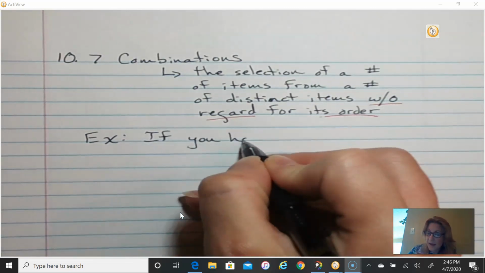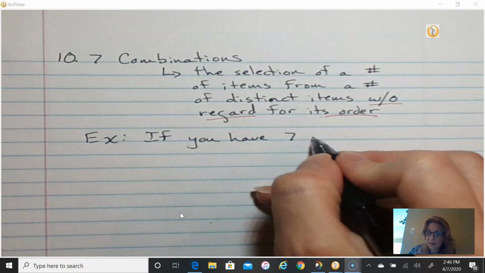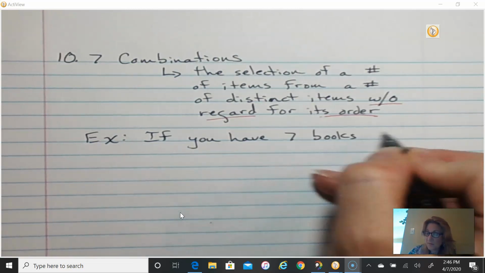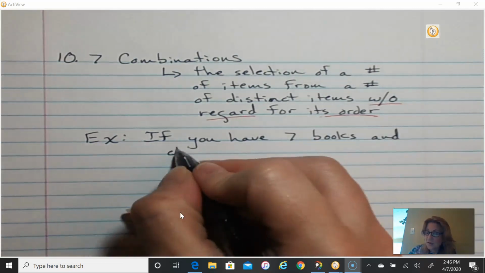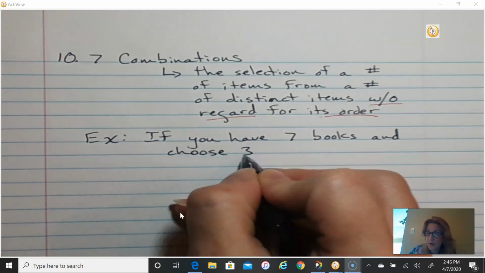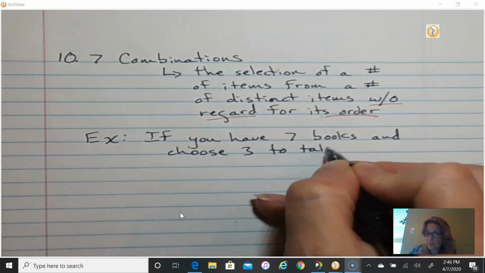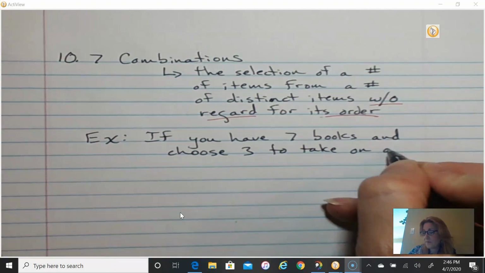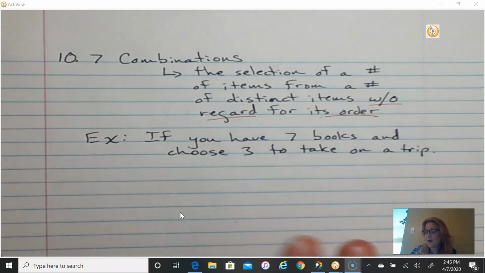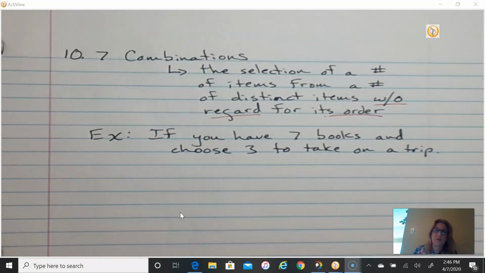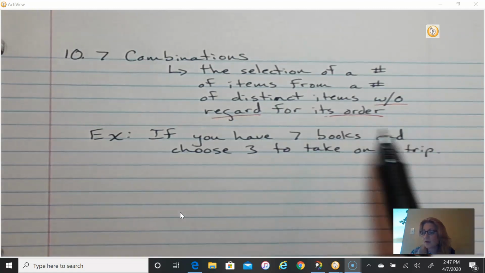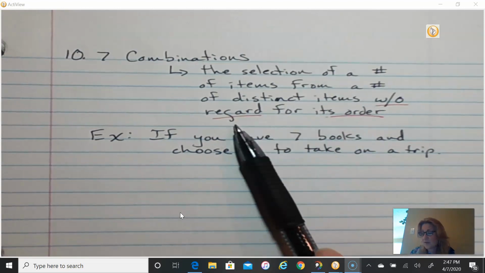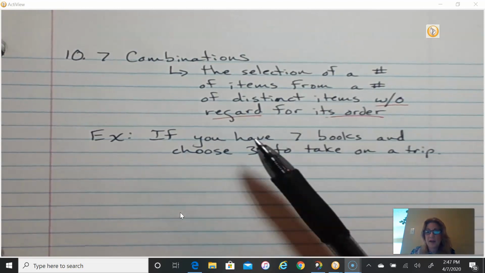So if you have 7 books and choose 3 to take on a trip, that would be an example of combination. It's not really important because, again, there's a whole part of this that I'm not teaching you, but it has to do with order. That it doesn't matter. There's not random.